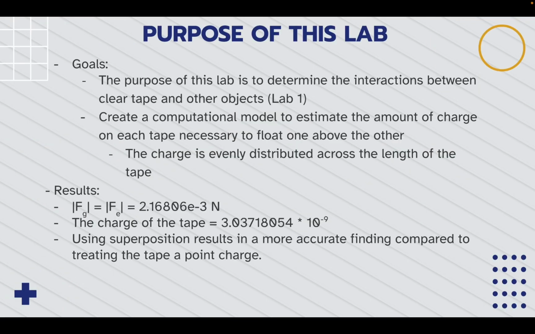In this experiment, two pieces of charged tape are prepared and their interactions with each other are observed. We are able to create a computational model in GlowScript to estimate the amount of charge on each tape necessary to float one above the other. The charge is evenly distributed across the length of the tape. A summary of the findings is shown, where we see that the charge of the tape is positive and has a charge of 3.04 times 10 to the negative 9.